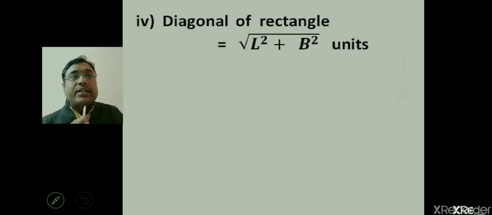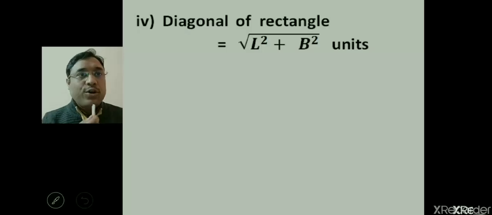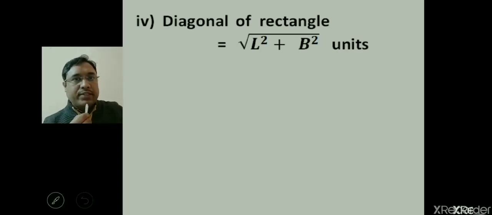Next is the diagonal of a rectangle, that is root over L square plus B square. That means length square plus breadth square under root, in units. This is the diagonal of the rectangle. You find it the same way as the hypotenuse of a right triangle, because the diagonal divides the rectangle into right triangles.